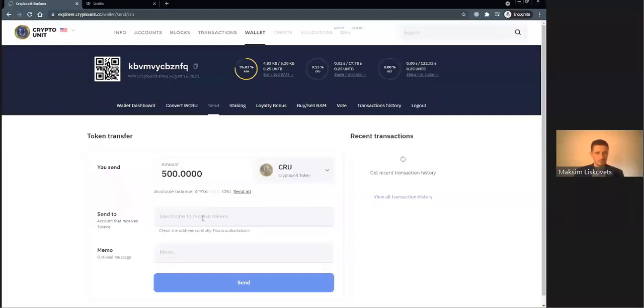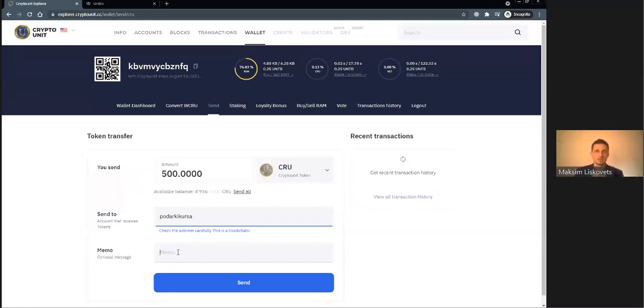So what we do is we take the wallet address and input it in this box. And it tells us, please check the address carefully, and it should be the address of the wallet. So don't make a mistake here, because if you want to move it to the exchange, and I will show you how it is done, here it should be the wallet address.